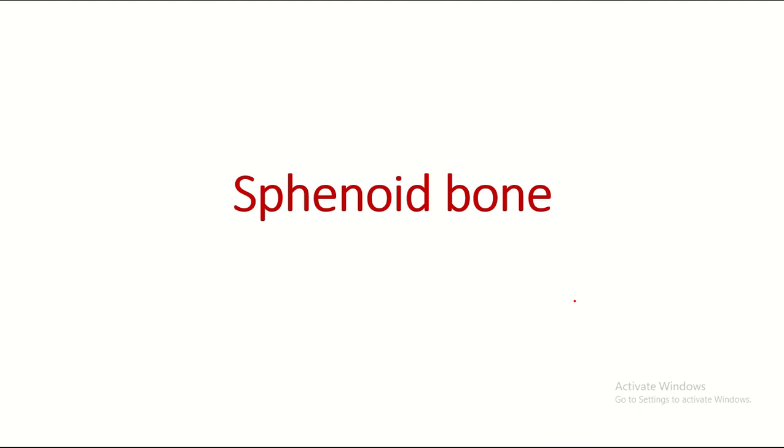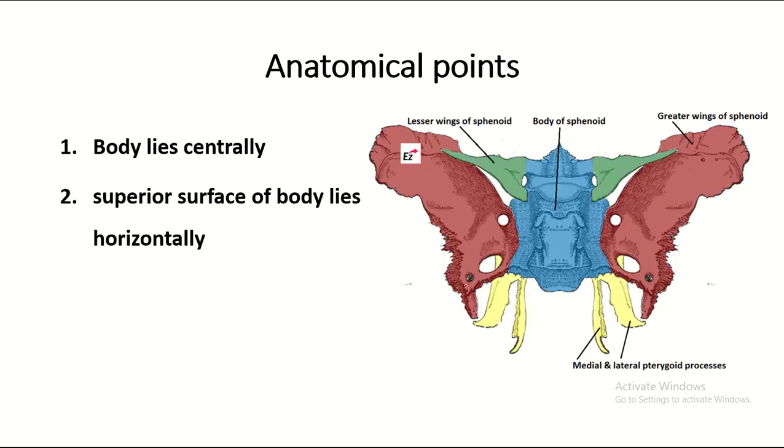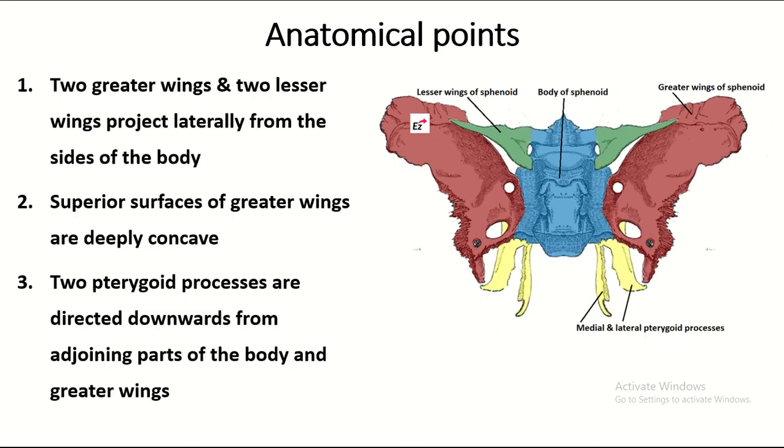In this video, I describe one of the bones of the skull, the sphenoid bone. In this video, I describe the detailed descriptions of it. At first, the anatomical points. The superior surface of the body of the sphenoid lies centrally, and the superior surface of the body lies horizontally.